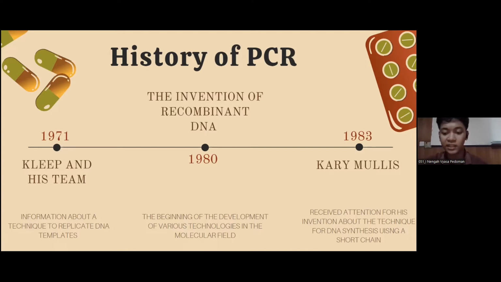They speculated that there is a method for amplifying DNA by duplicating the DNA with the enzyme DNA polymerase in a repeated manner. He received attention in the following years, and he was awarded a Nobel Prize in chemistry. And the next slide will be presented by my friend.